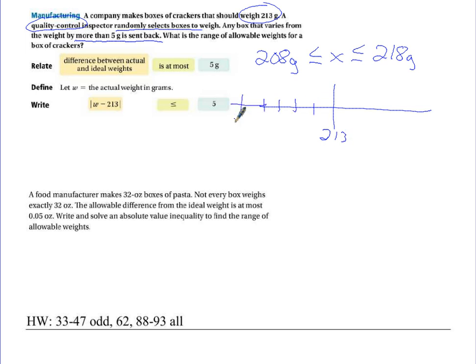Since this is a number line, this would be 208. 1, 2, 3, 4, 5 on my number line, that's 218. Anywhere else is no good. In here, though, that is good. I can be 208, I can be 218, and I can be anywhere in between. What kind of statement does this look like? And. Which inequality gives me and?